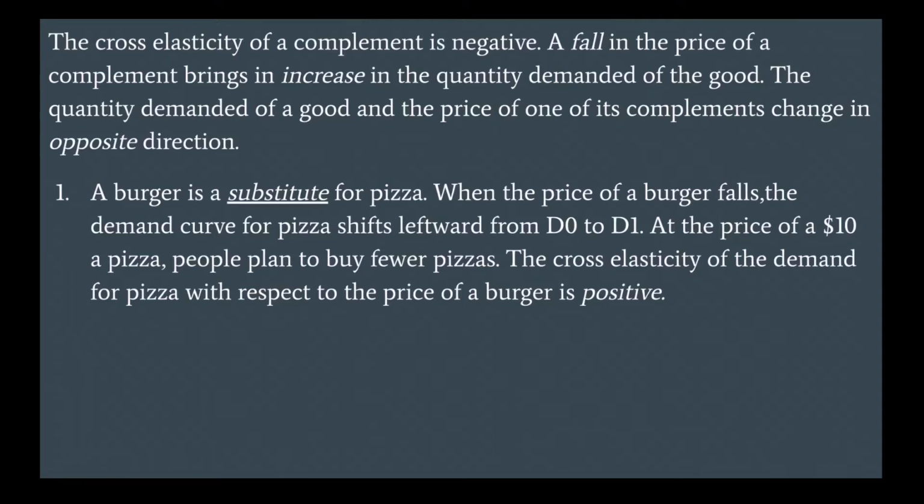A burger is a substitute for pizza. When the price of the burger falls, the demand curve for pizza shifts leftward from D0 to D1. At the price of $10 a pizza, people plan to buy fewer pizzas. The cross-elasticity of demand for pizza with respect to the price of a burger is positive.